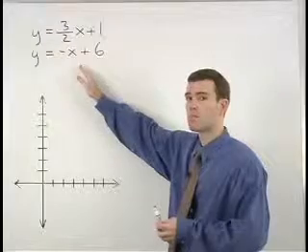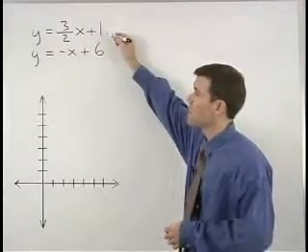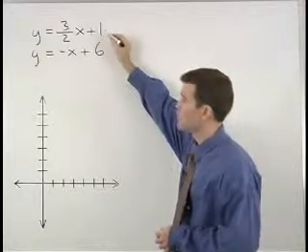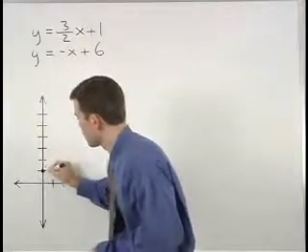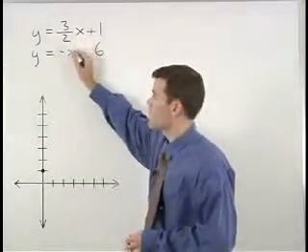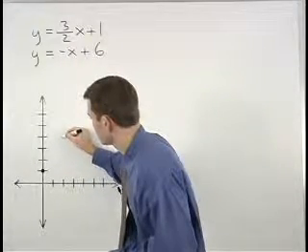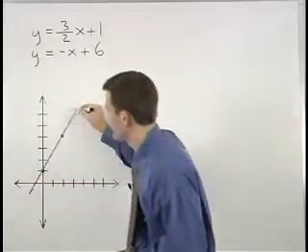So let's start by graphing the line y equals 3/2 x plus 1. It has a y-intercept of 1 and its slope is 3/2. So we go up 3 and over 2, and we have our first line.